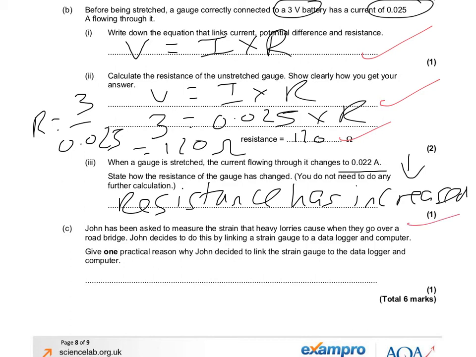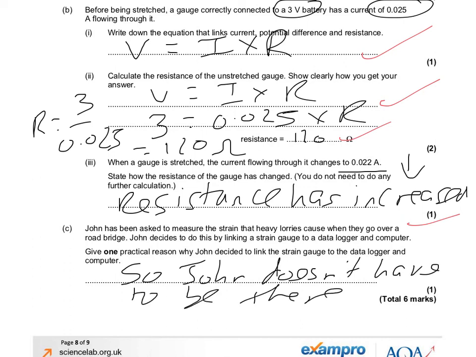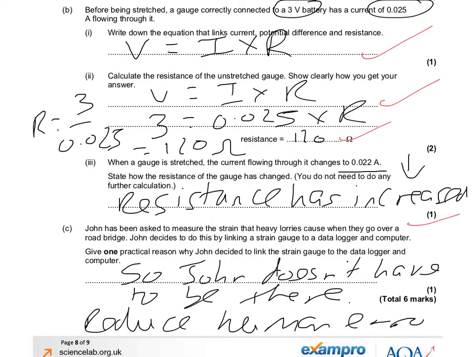Finally, it says John has been asked to measure the strain that heavy lorries cause when they go over a road bridge. John tries to do this by linking a strain gauge to the data logger and a computer. Give one reason why. So you can have anyone from 2 here. So the first one is that John doesn't have to be there because it will do the measurements itself. And the second one is to reduce human error, or remove human error. So the idea that it takes out the fact that John might miss one, and either one of those is worth a mark. And that brings us to the end of that question.